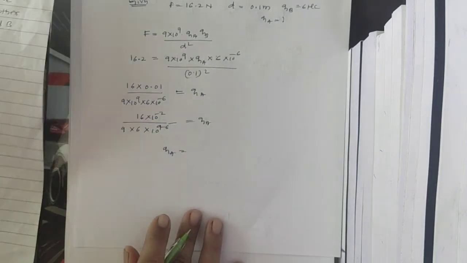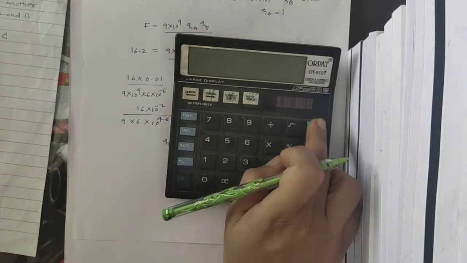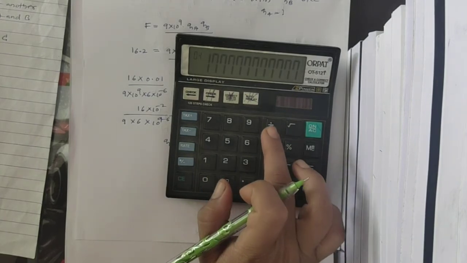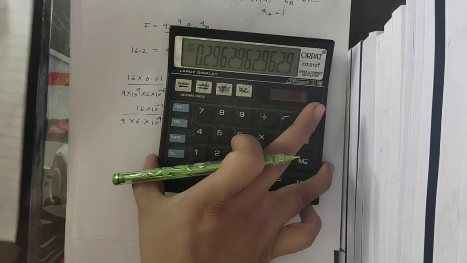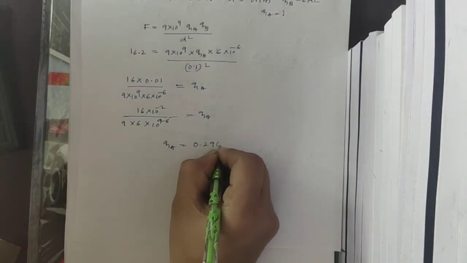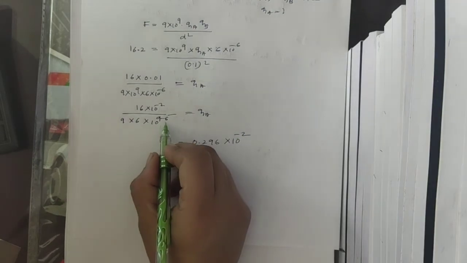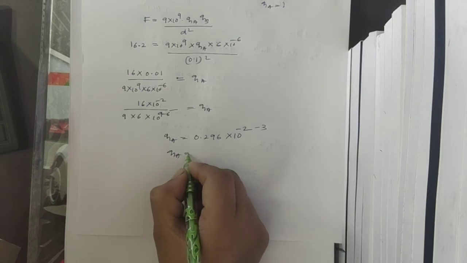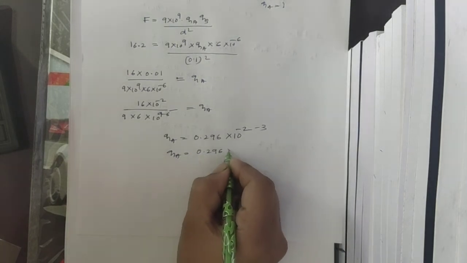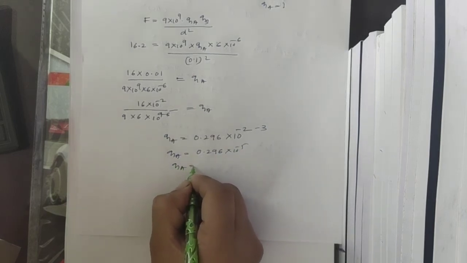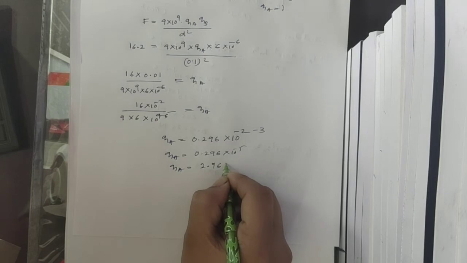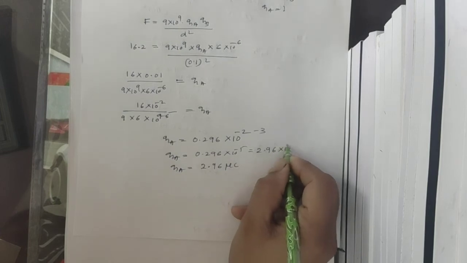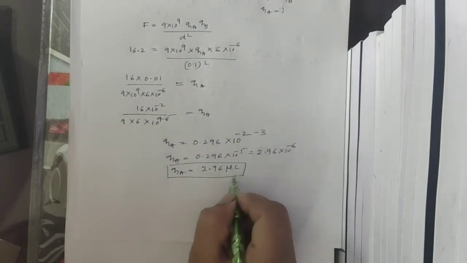Therefore QA equal to, do simplification, 16 divided by 9 divided by 6, 0.296. 0.296 into 10 to the power minus 2, this will be 3 minus 3. So QA equal to 0.296 into 10 to the power minus 5. So QA equal to 2.96 microcoulomb. This is QA. This is case 1.